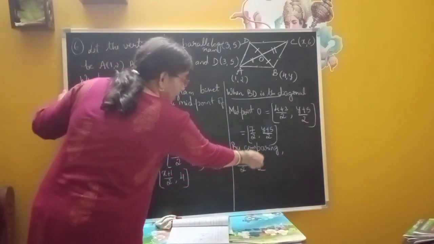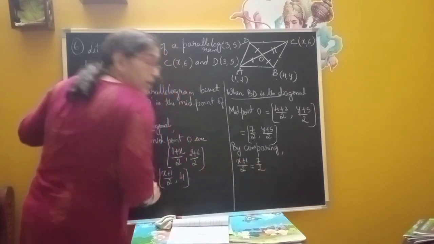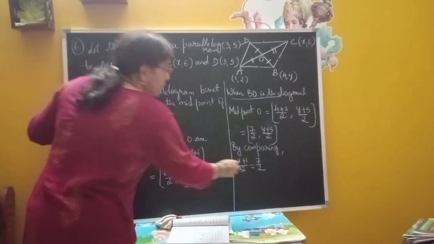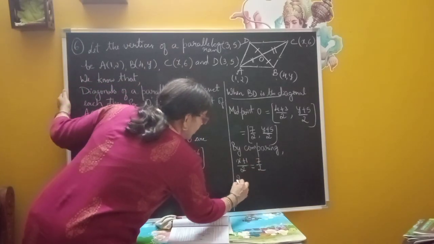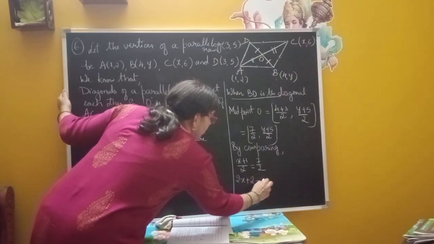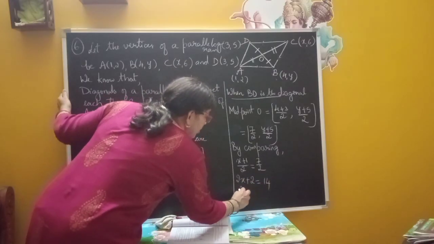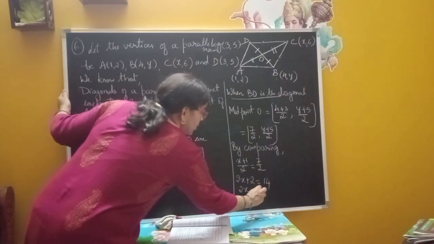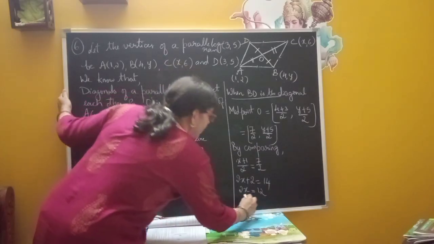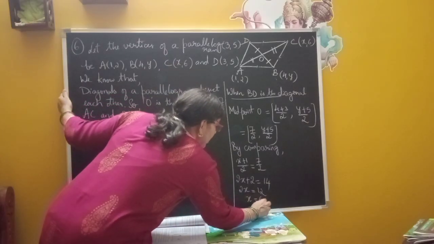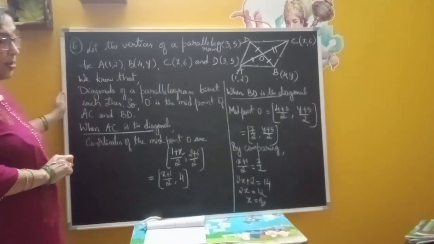So cross multiply and find the value of x. 2 into x plus 1, that is 2x plus 2 is equal to 7 2s are 14. So 2x is equal to 14 minus 2, which is 12, and x is equal to 6 (2 6s are 12). X value is 6.